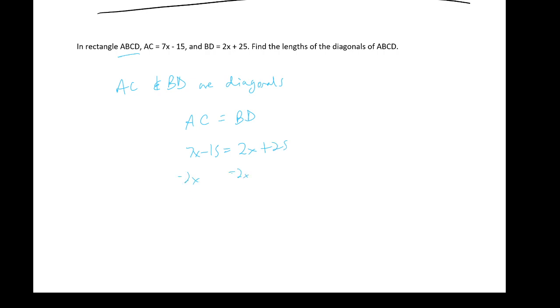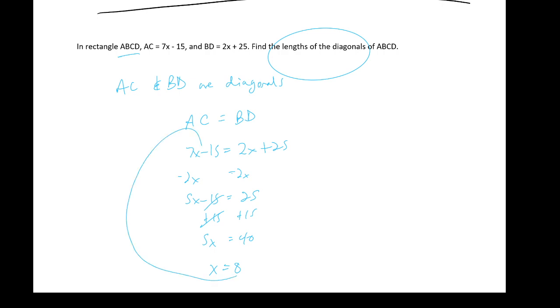Subtract 2x from both sides. So 5x minus 15 is equal to 25. Add 15 to both sides. 5x is equal to 40, so x is equal to 8. Who cares, right? Here's the issue. It wants us to find the length of the diagonal. So in order to find AC, I need to take 8 and plug it back into either one. 7 times 8 minus 15, which is going to be 56 minus 15, which is going to be 41.